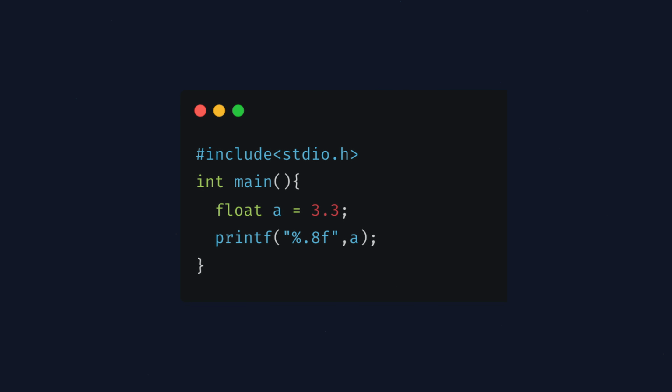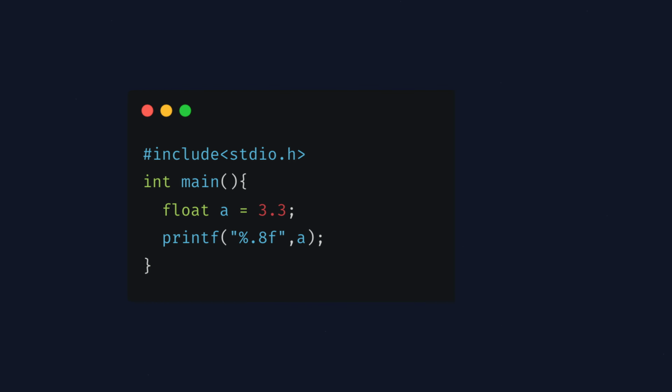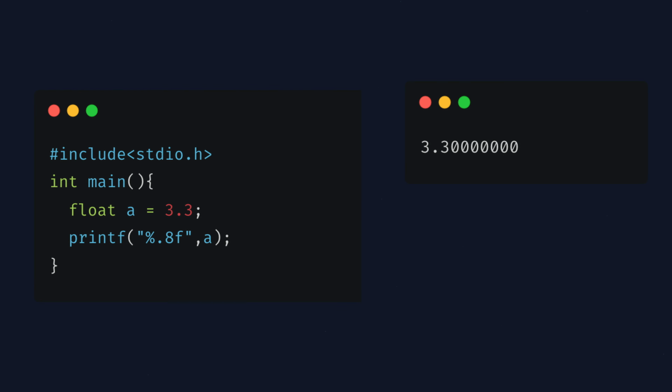Wait, this was the program I wrote. It simply stores 3.3 in a floating point variable and prints it with 8 digits after the decimal point. So we would expect the output to be something like this. But instead, we get this. That's definitely not what we expected. So, why did the computer change 3.3? Or did it? Let's see.